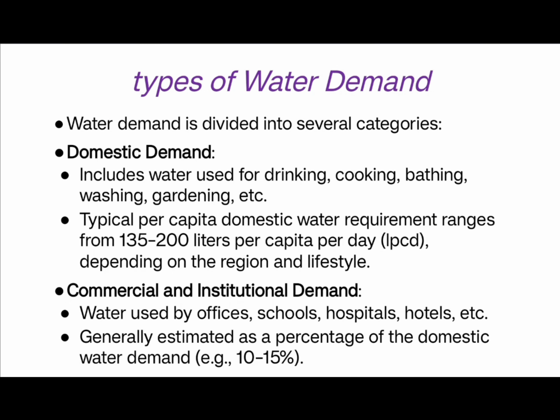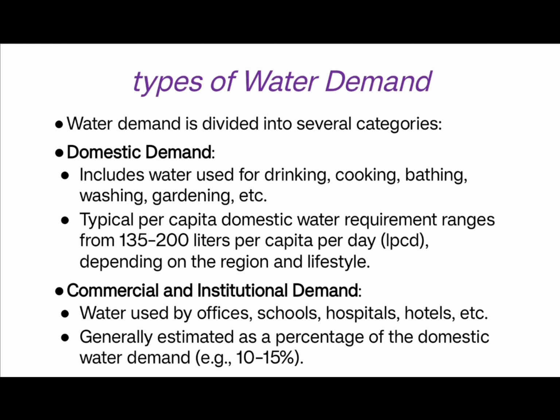And the next topic is types of water demand. Here, water demand is divided into several stages. First one is domestic demand. Domestic demand means the water consumed by people for drinking, cooking, bathing, washing and gardening. And an average person consumes 130 to 200 liters per capita per day, depending upon the lifestyle of the people.